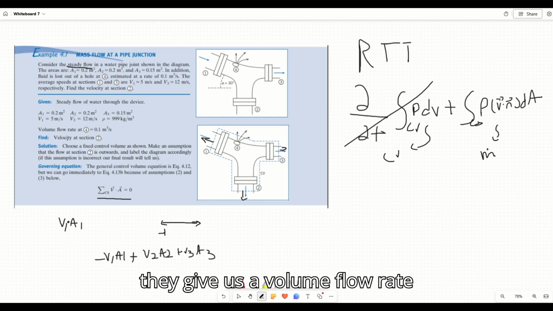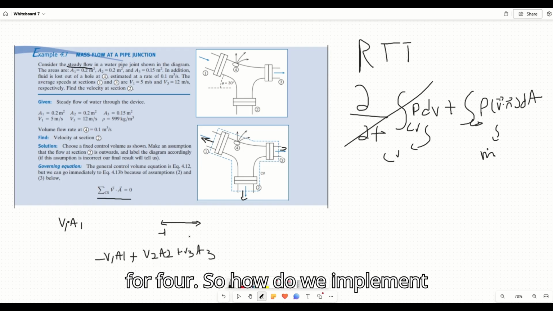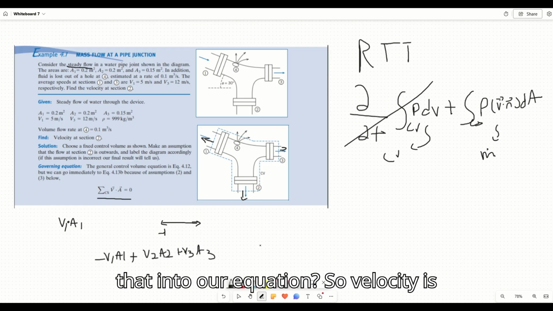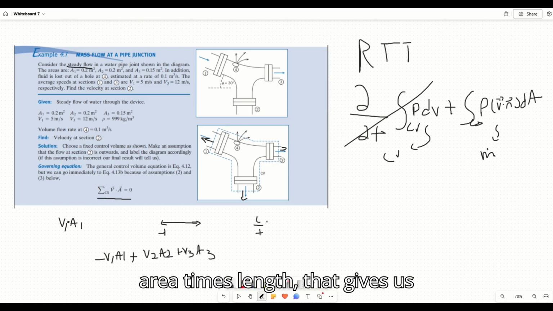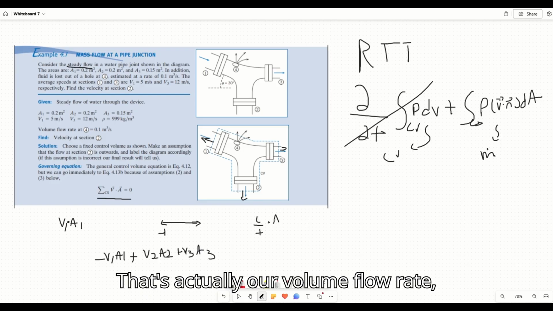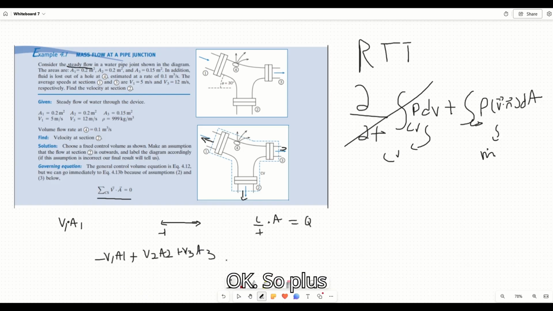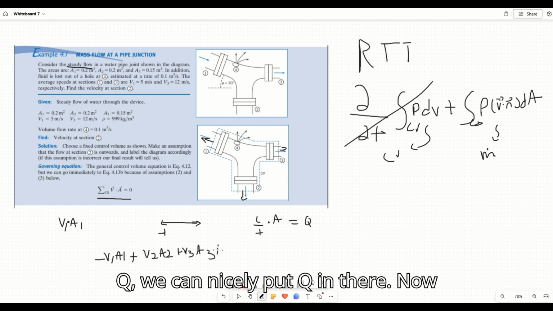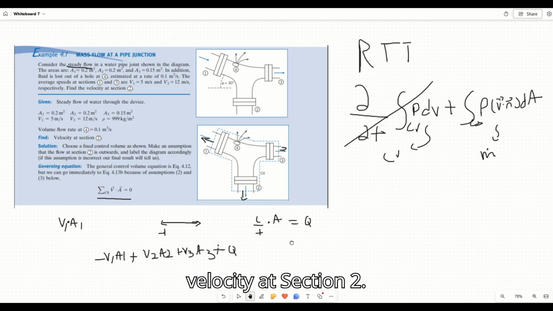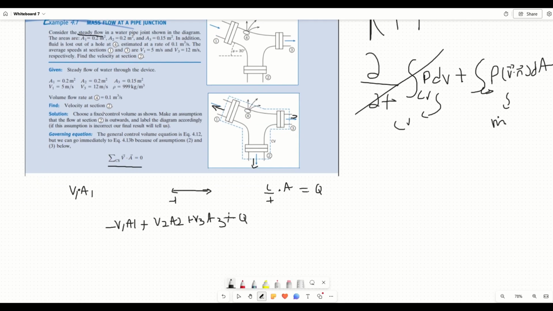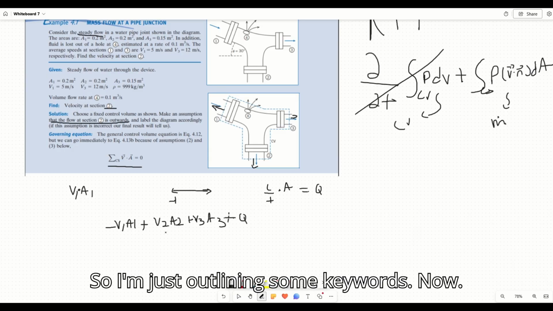If you notice here, they give us a volume flow rate for 4. So how do we implement that into our equation? So velocity is really just length over time, or distance over time, and area times length gives us a volume, and volume over time, that's actually our volume flow rate, okay? So plus Q, we can nicely put Q in there. Now let's rearrange this to solve for our velocity at section 2. So 2, that's a full section. So I'm just outlining some keywords.